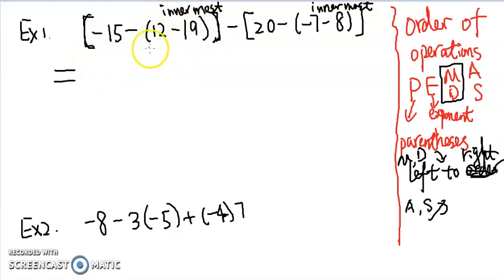So start with the inside pair of parentheses. We work out 12 minus 19. Remember, you can always insert a plus sign here, change subtraction to addition, and then you get the opposite of 19, which is negative 19. So we keep negative 15 and keep this minus sign. We work out what's in the parentheses, so we insert a plus sign in front of it. Again, subtracting 19 is the same as adding the opposite of 19, which is negative 19.